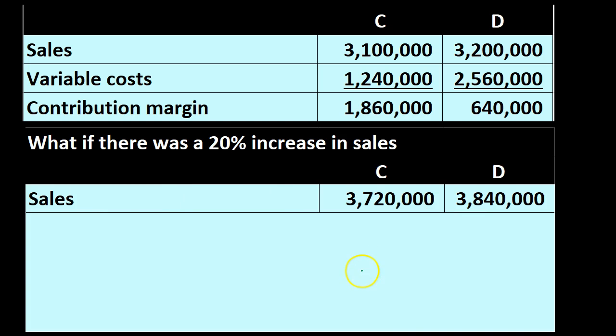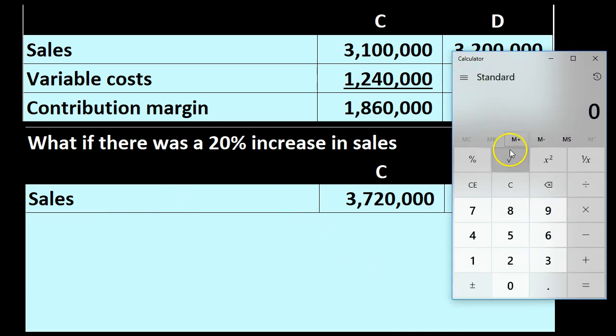Well, we can start off with the sales being increased by 20%. We can calculate this 2 ways: 3,100,000 times 0.2, 20%, there's the increase, plus the original number, 3,100,000, there's our sales. Or of course, with one calculation, 3,100,000 times 1.2, 120%, 20% plus 100%, and there is our 3,720,000.